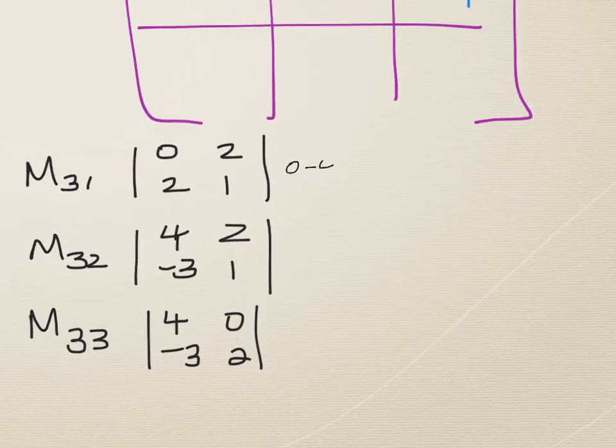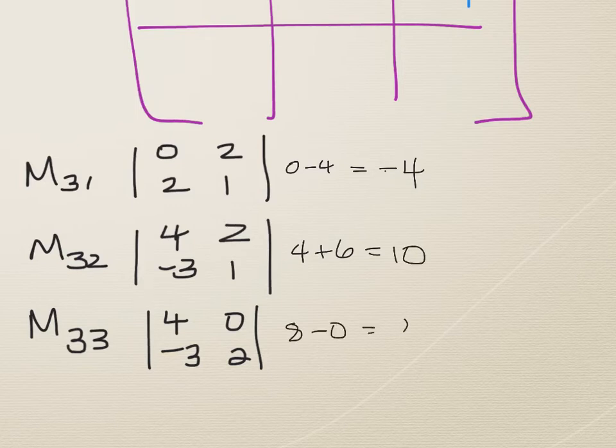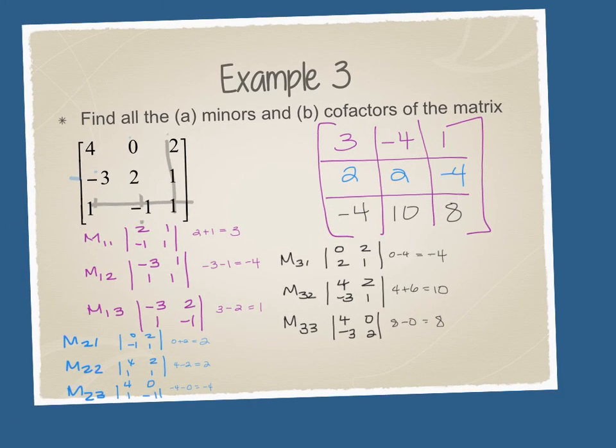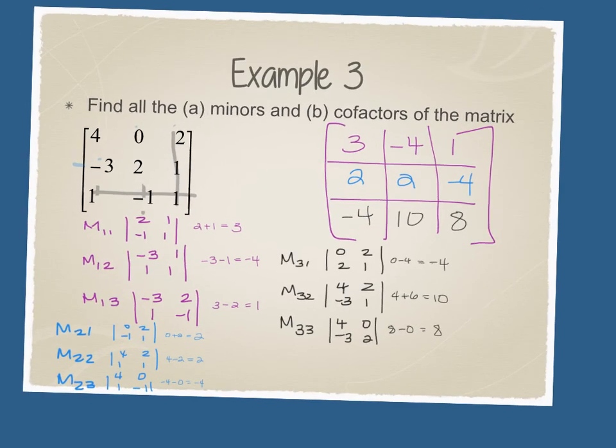So this is 0 minus 4, which is negative 4. This is 4 minus a negative 6, which becomes plus 6. And this is 8 minus 0, which is 8. Negative 4, 10, 8. So just think of all the practice you're getting on your determinant.